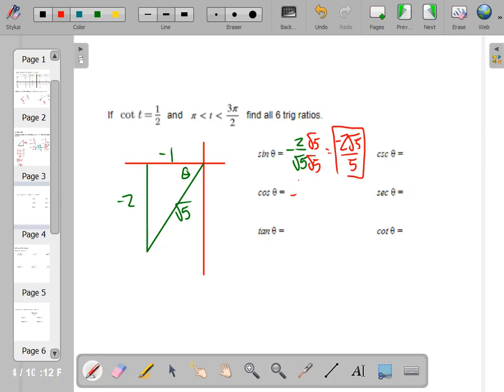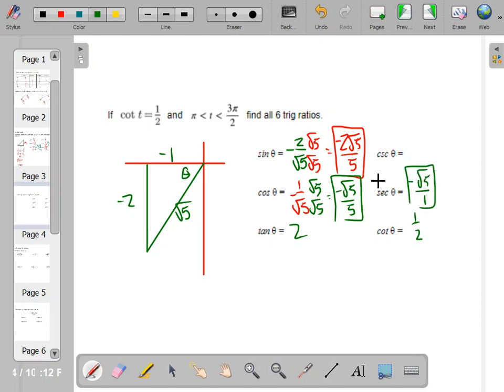Cosine is adjacent over hypotenuse. So rationalize that, and you get negative radical 5 over 5. Tangent is, they gave us cotangent, so tangent is 2. This is 1/2. Now if we flip these, again, flip it from here. Instead of thinking of it as adjacent over hypotenuse, flip it and make it hypotenuse over adjacent. You could just write that as negative radical 5 and negative radical 5 over 2.